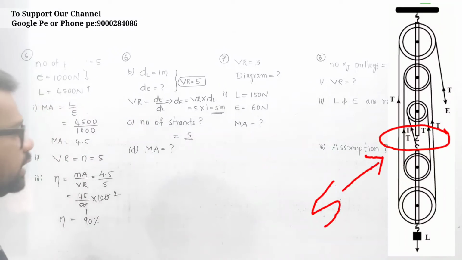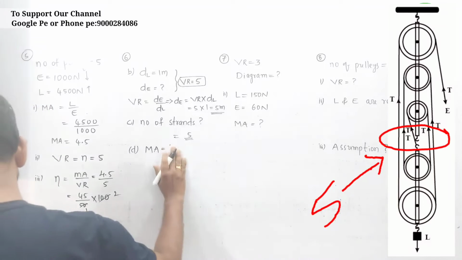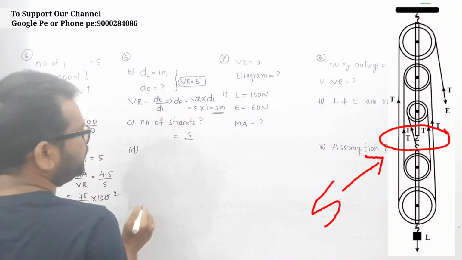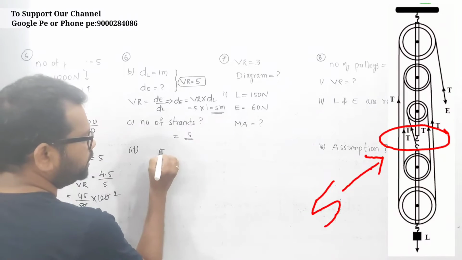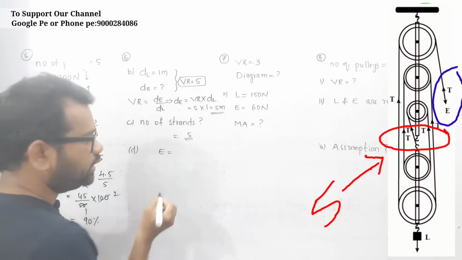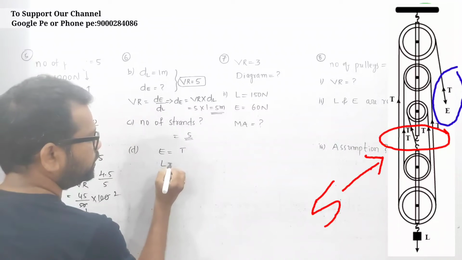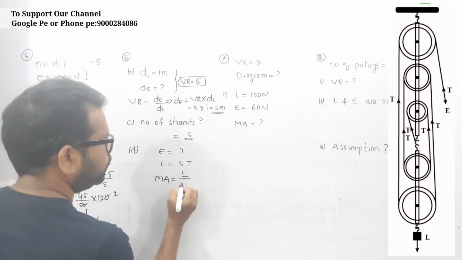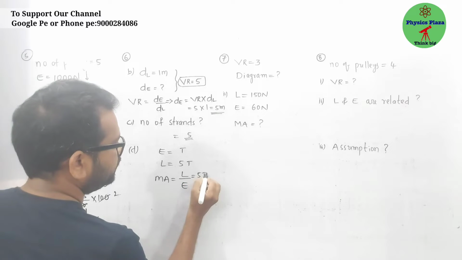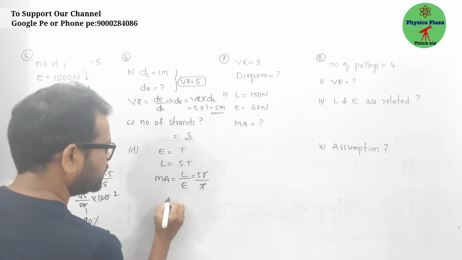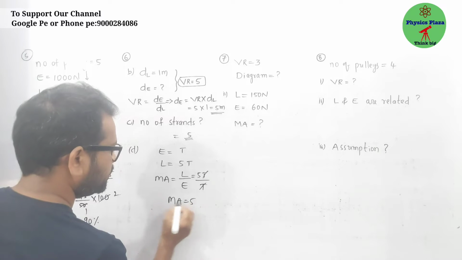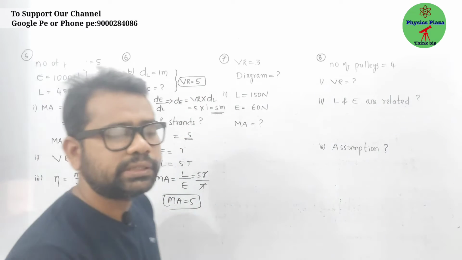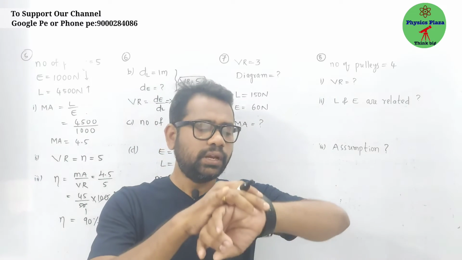Now they are even asking us to calculate the mechanical advantage, children. As I told you, effort is balanced by one strand, in which one tension is there, whereas load is supported by 5 tensions. So mechanical advantage is equal to load by effort, which is 5T by T. T gets cancelled. So mechanical advantage is equal to 5, children. Here velocity ratio is 5 and mechanical advantage is 5, which means it is just an ideal system.